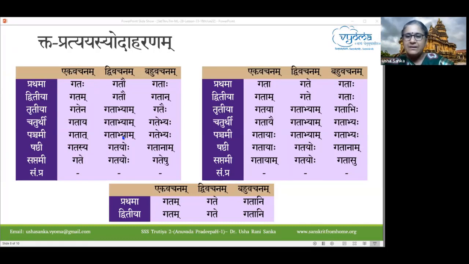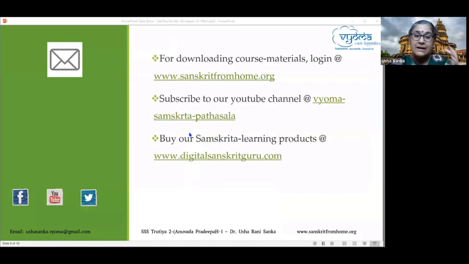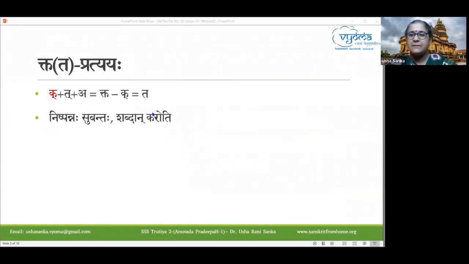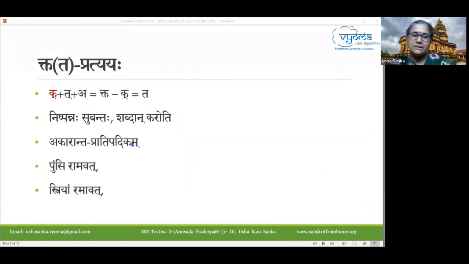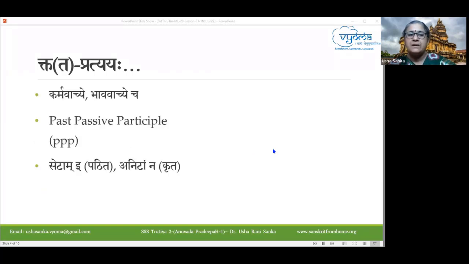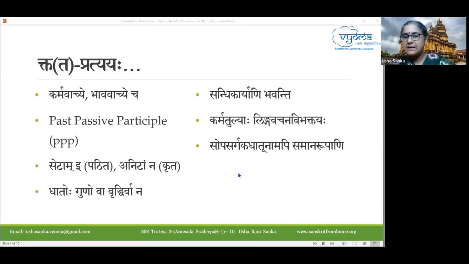It's complete. Okay, so with this we complete our lesson and I'm going to give you a small revision of what all we did today. Today we began with the Kta Pratyaya, understanding it. It gives out a Subanta, it's added to Dhatus, there are no Dhatu Ganas, and Akaranta Pratipadika is formed. They are Bhutakala Arthakas and they'll get all the 7 + 1 into 3 into 3 forms. And then it's Karmavachya, Bhavavachya, it's called past passive participle. The it agama also we discussed. Then there is no guna or vriddhi of the dhatu. There are sandhi karyas happening. We discussed sandhis in detail. And then the upasargas dhatus also we discussed that point.